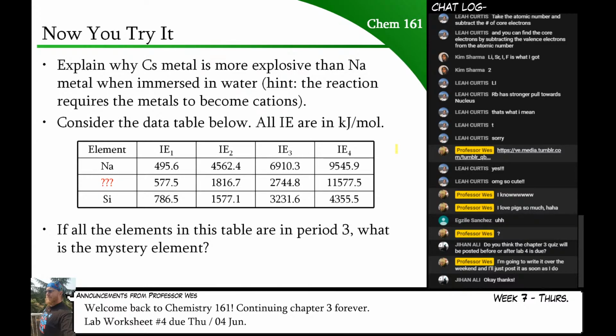And I'll give you a hint. The reaction requires the metals to become cations, but when they're metals, they have all of their valence electrons. And then in the table down here, tell me what the mystery element is if all of the elements are in period 3, based on the data that you see. So I'll give you a few minutes to do that.